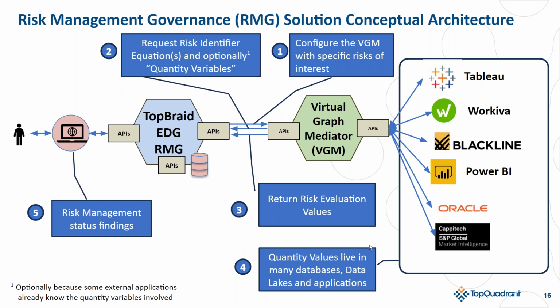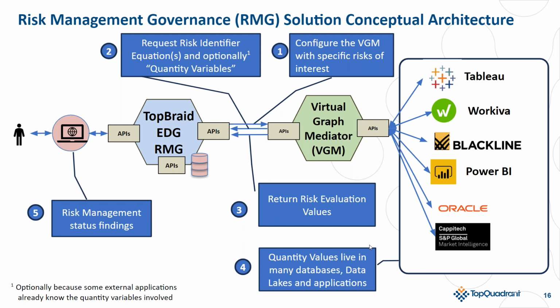That then goes in and requests information and those equations and the details from TopRate Edge to understand what that particular risk is, to define what that risk is, and as shown, even the descriptions of what those risks are, and optionally things like the quantity variables. And so there's a communication that's now happening between the VGM and TopRate Edge.